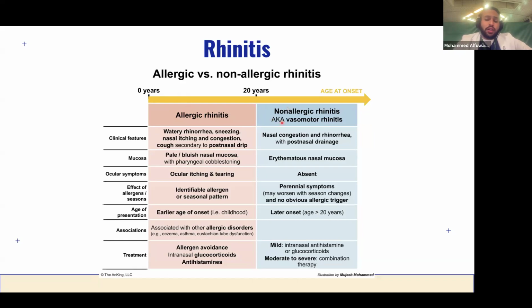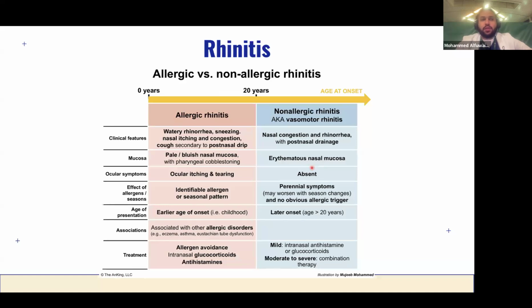Then we go to non-allergic rhinitis. From the name, it's not usually associated with allergies. Okay, so there's no clearly identified factor or trigger that causes the rhinitis. One of the more common ones is vasomotor rhinitis. In this case, you have nasal congestion, rhinorrhea, postnasal discharge, which is discharge that's happening in the nasopharynx into the mouth. And it's not in response to something specific.